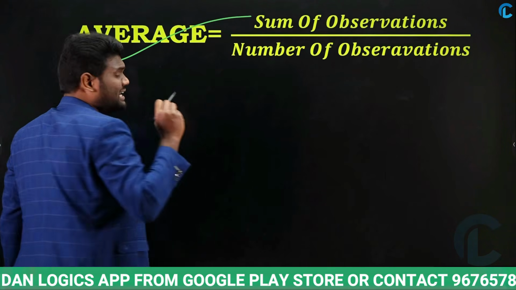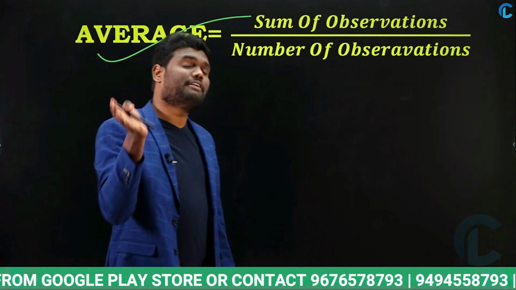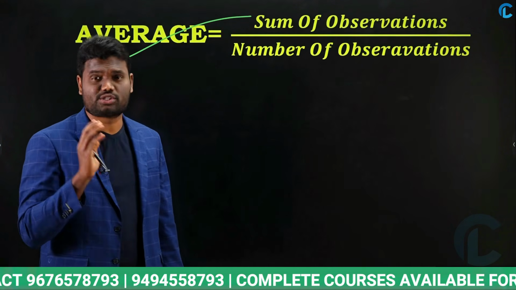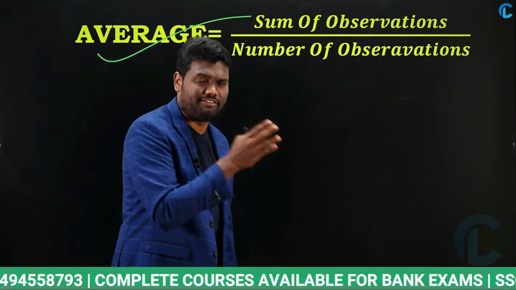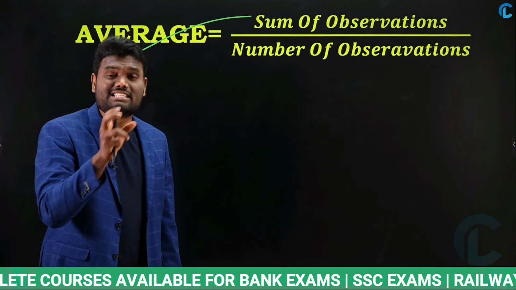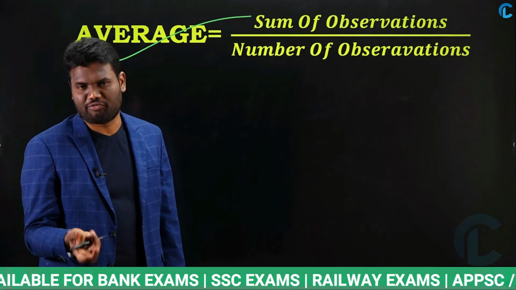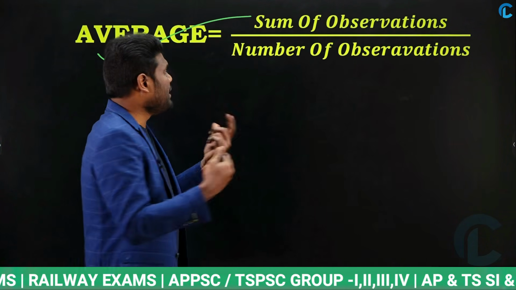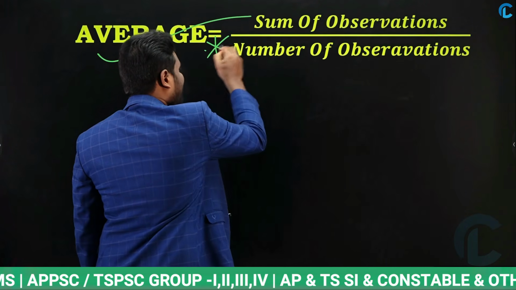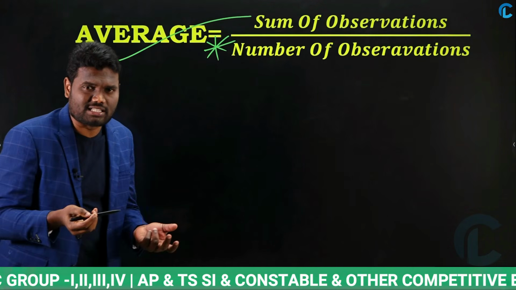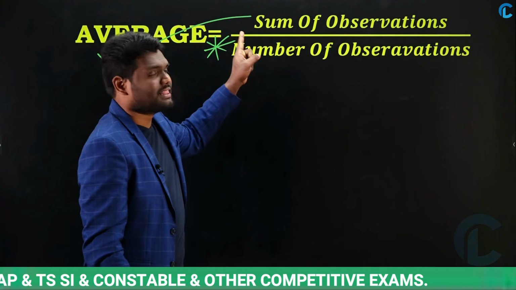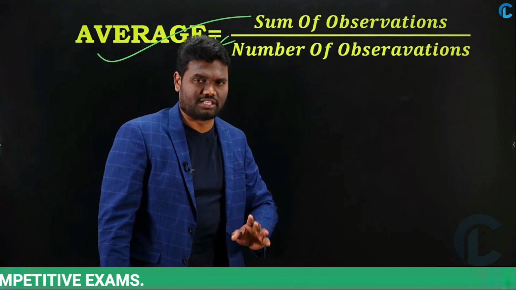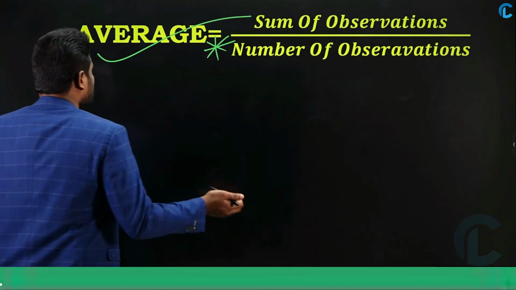So average in terms of simple definition, whatever we have learned in our childhood, is nothing but sum of numbers divided by number of numbers, or sum of observations divided by number of observations, or sum of elements divided by number of elements. That is nothing but average. But from an examination point of view, we may not use this calculation. But what actual average is, we need to know that. That is the reason the definition of average is nothing but sum of observations divided by number of observations. Now let us make it clear with some examples.